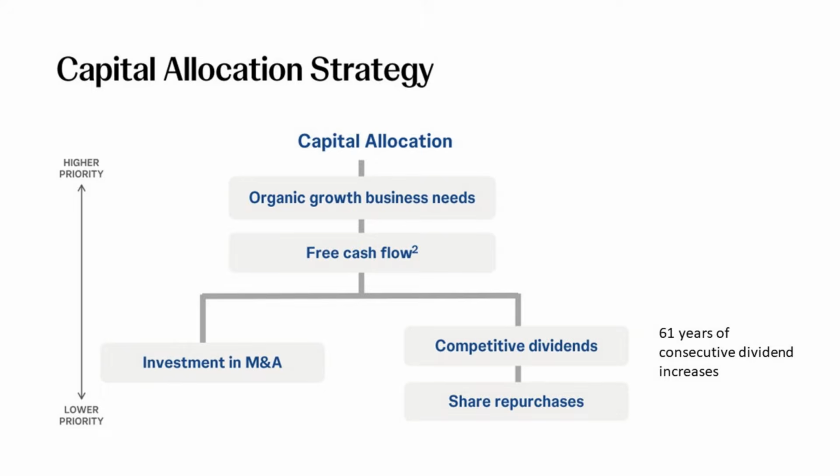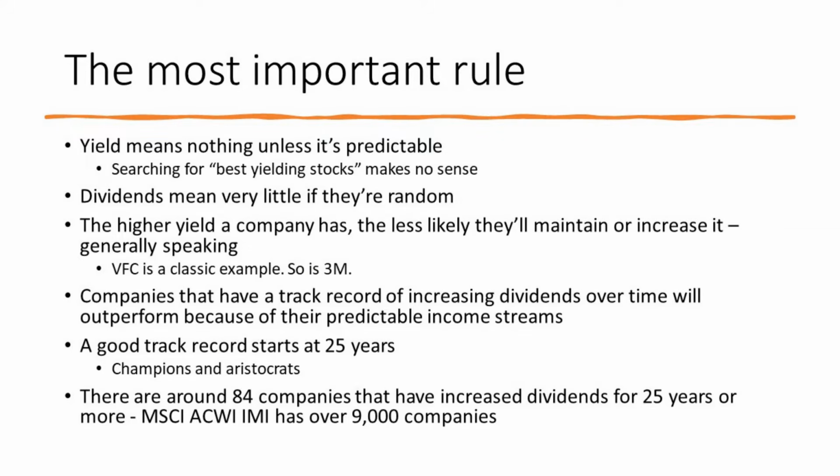That points to the most important rule in our dividend growth investing strategy: yield means nothing unless it's predictable. So you'll see people search for articles like best yielding stocks or highest yielding stocks. Makes no sense whatsoever because dividends mean very little if they're random. So you could pay $5 today, $1 tomorrow, and $5 the next day. And every time that you declare those dividends, that yield changes, and it either looks high or small, and the number means nothing because you don't know what the next dividend payout is going to be. So you can't rely on that yield.